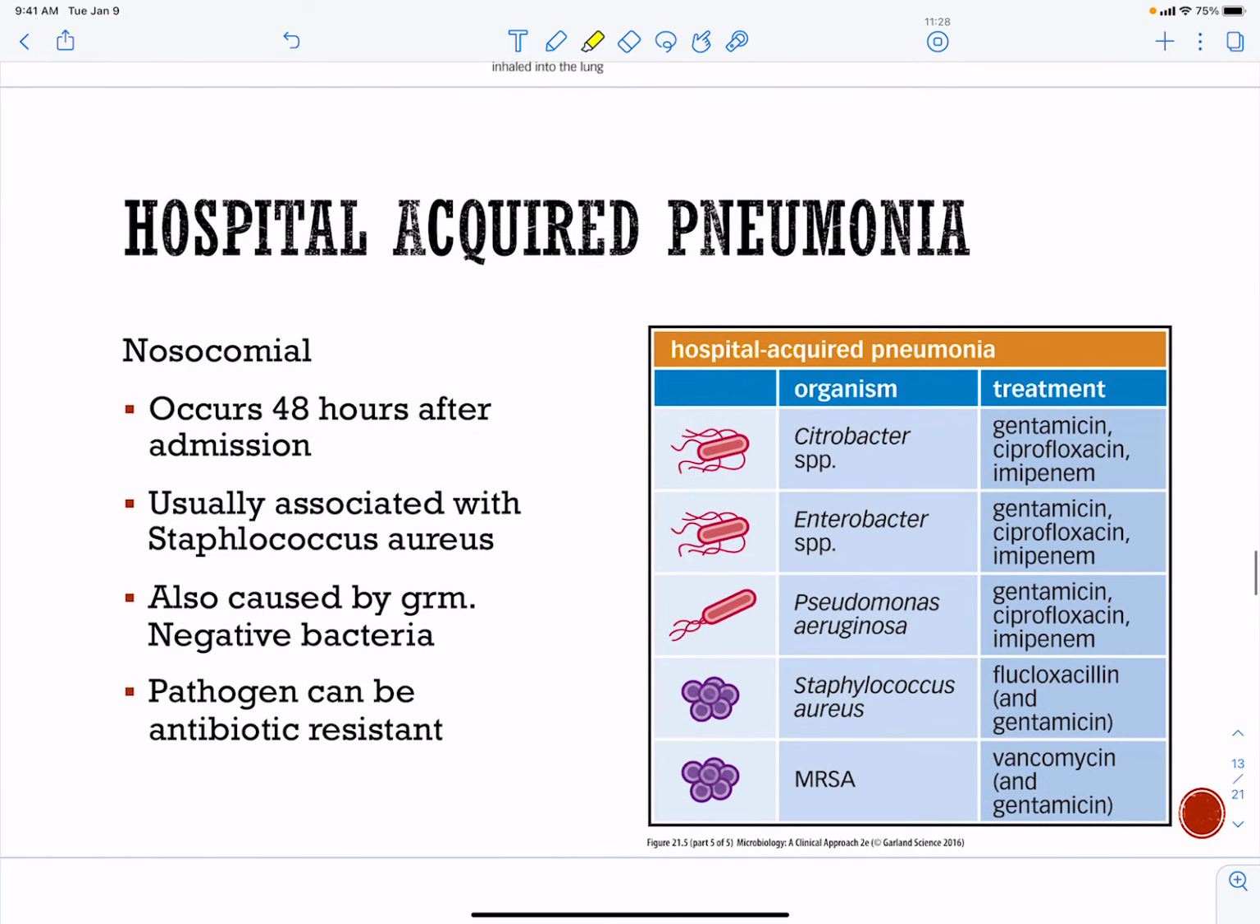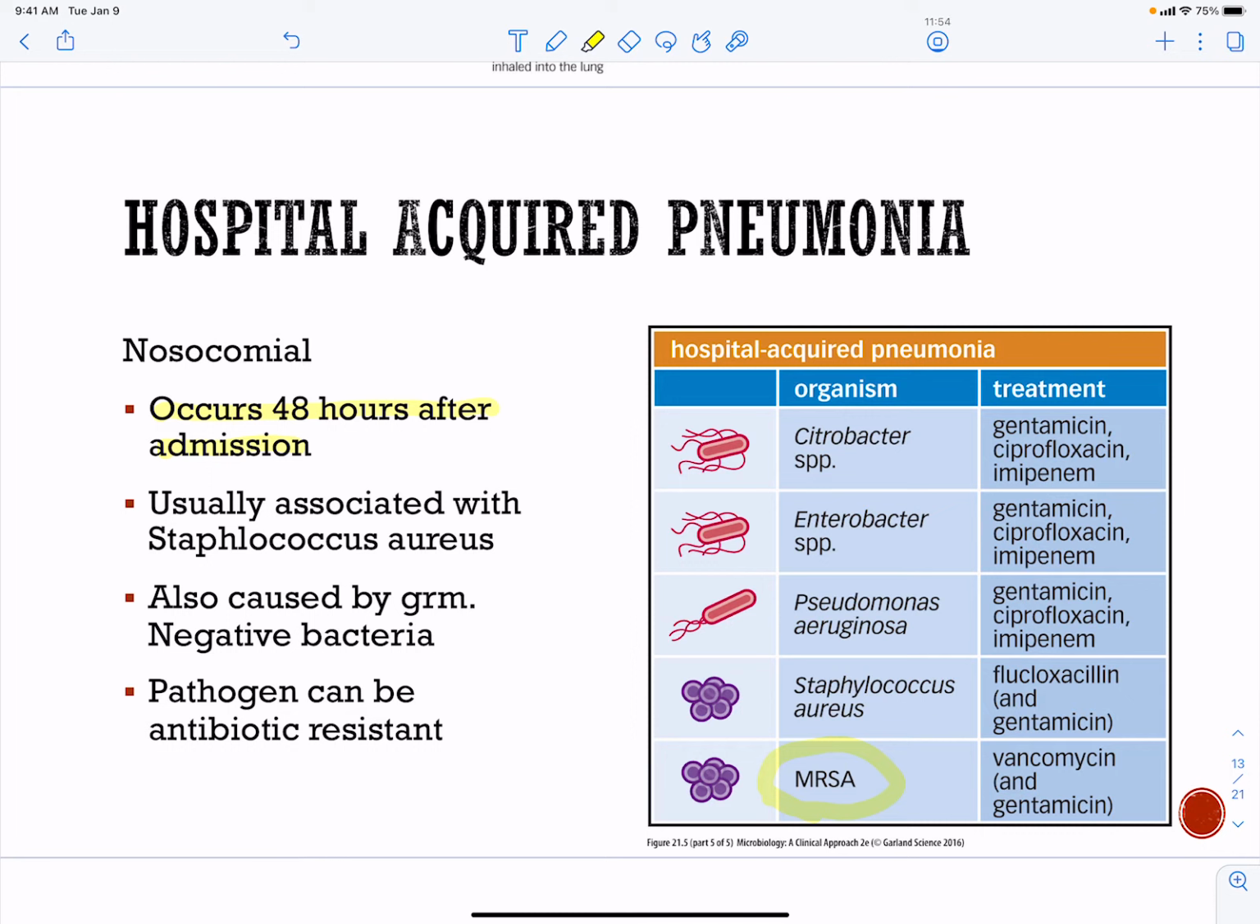So it's considered a nosocomial infection if it occurs 48 hours after admission. Most of these are going to be associated with our normal flora bacterium. So Staph aureus is a common cause of hospital-acquired pneumonia. And Staph aureus, of course, can be antibiotic resistant. So pathogens can be antibiotic resistant as well. You can see here we have a few others.